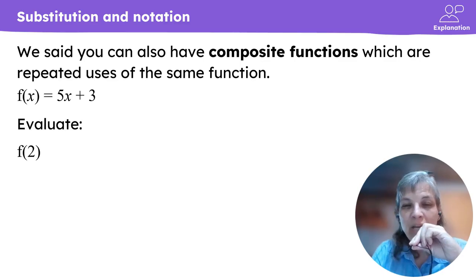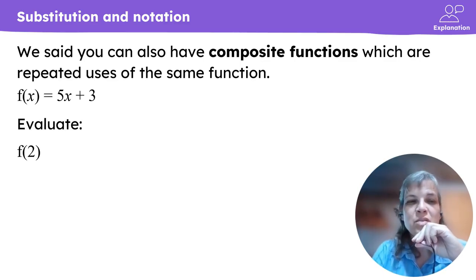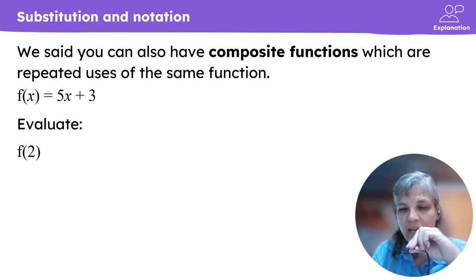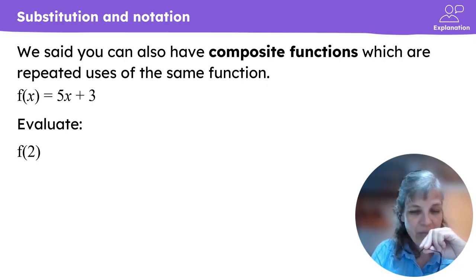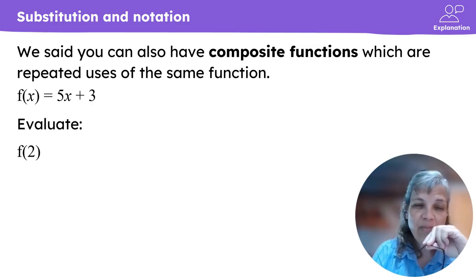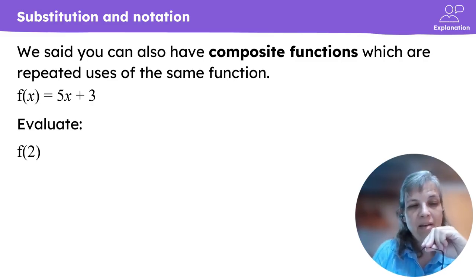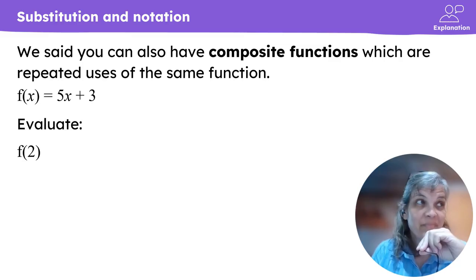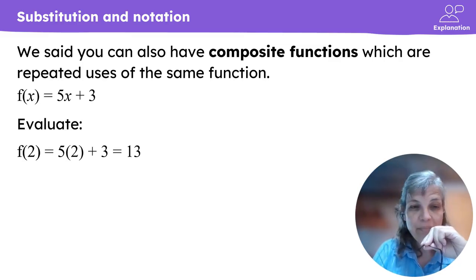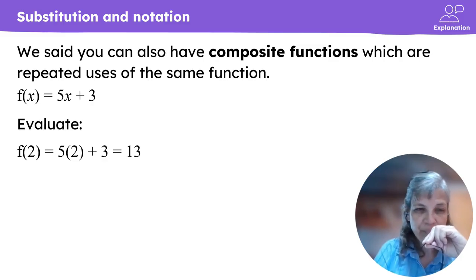Earlier, we said that you can also sometimes see composite functions, which is a repetition of the same function. Let's look at that with a few numbers instead of just looking at it with the pictures of the little machine. If you have something like f of x is 5x plus 3, and you're asked to evaluate f of 2, hopefully now you know that you put that in and you say 5 times 2 plus 3. So how much would it be? If you said 13, you're right. 5 times 2 plus 3.